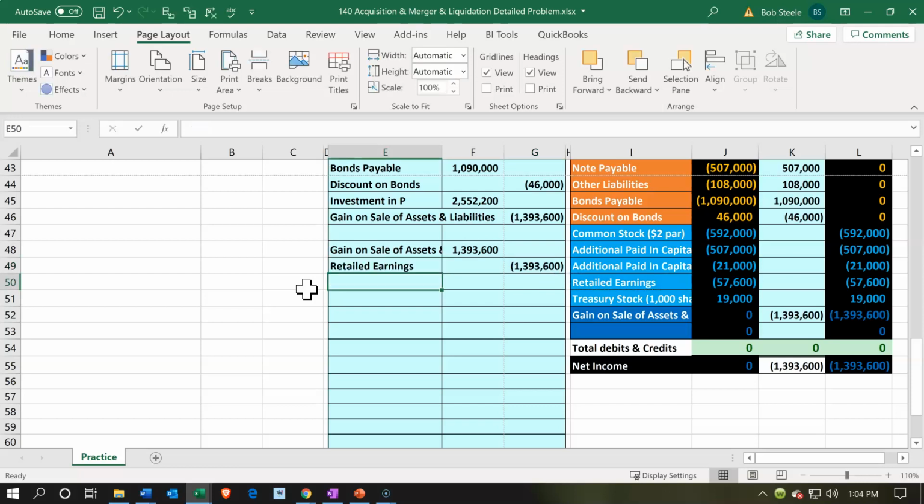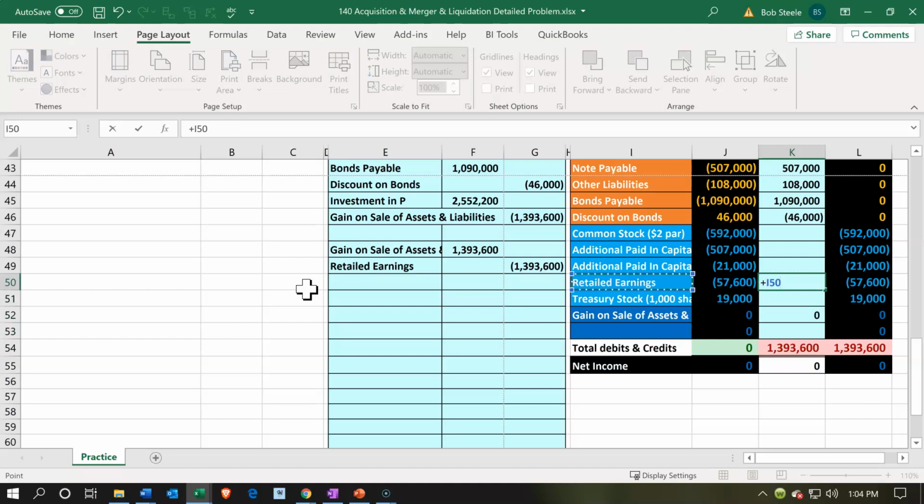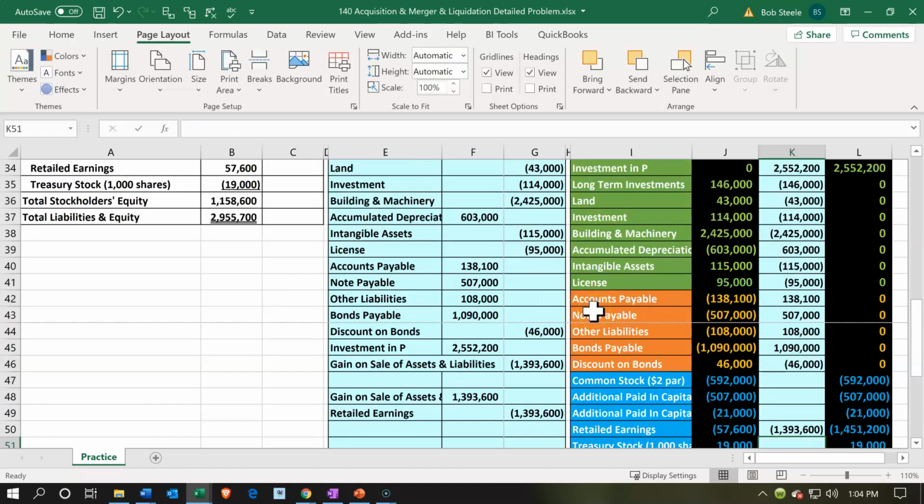Let's do that. So I'm going to say, all right, this gain, I'm going to close that out just like a closing entry. We're going to put it into the good old retained earnings account. So now we've got the retained earnings. And then we would take our investments and basically issue them out.